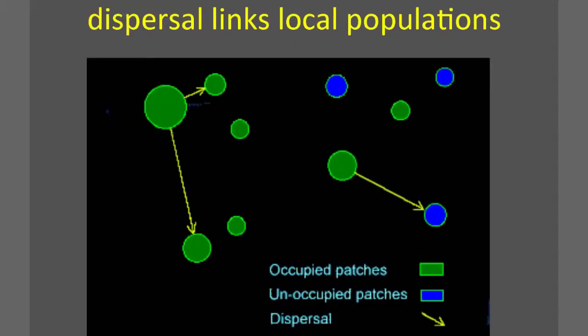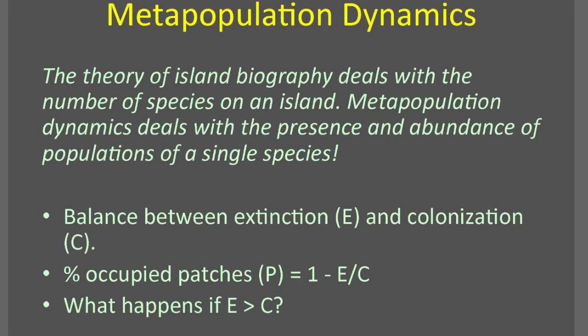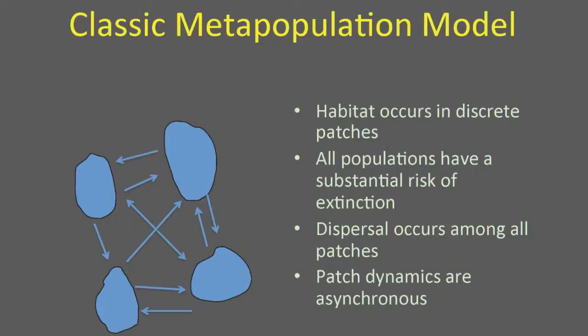Now, here you see how it works. We have space with patches in it, and there are patches which are occupied, and some of the patches produce dispersers, and they may colonize unoccupied patches. And occupied patches may become extinct, and so you have the dynamics between extinction and recolonization. That's what we call metapopulation dynamics. And we're talking about probabilities.